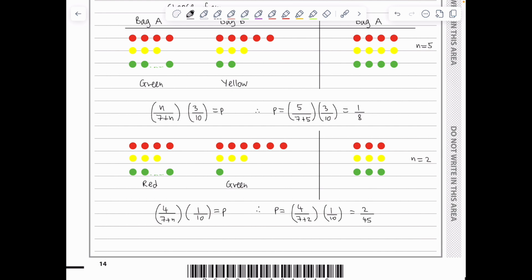So all in all, we've got two cases. N is 5 with P being 1 over 8 in this case, or N is 2 with P being 2 over 45 in this case. Now in these questions, we need to get a good understanding of what's happening. Sometimes choosing a way of illustrating what's happening helps us determine the different scenarios that we need to consider, ending up with these two possibilities.